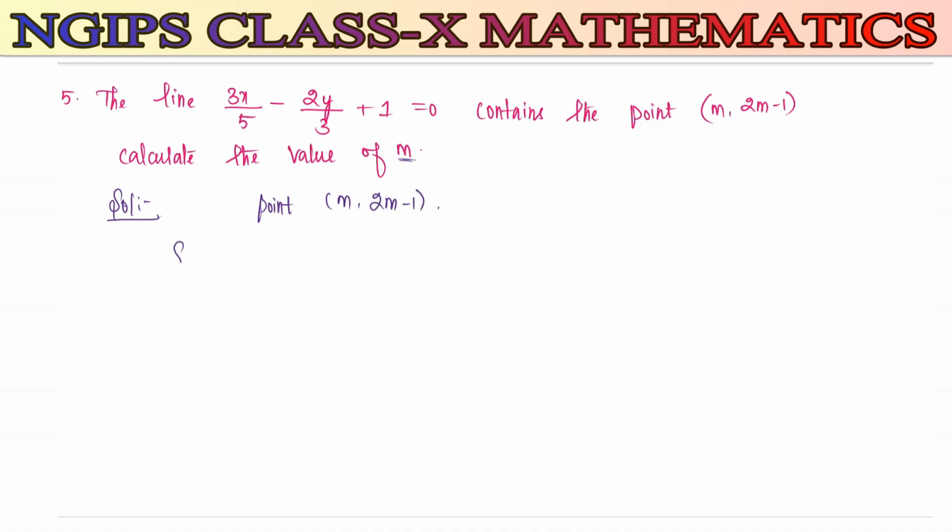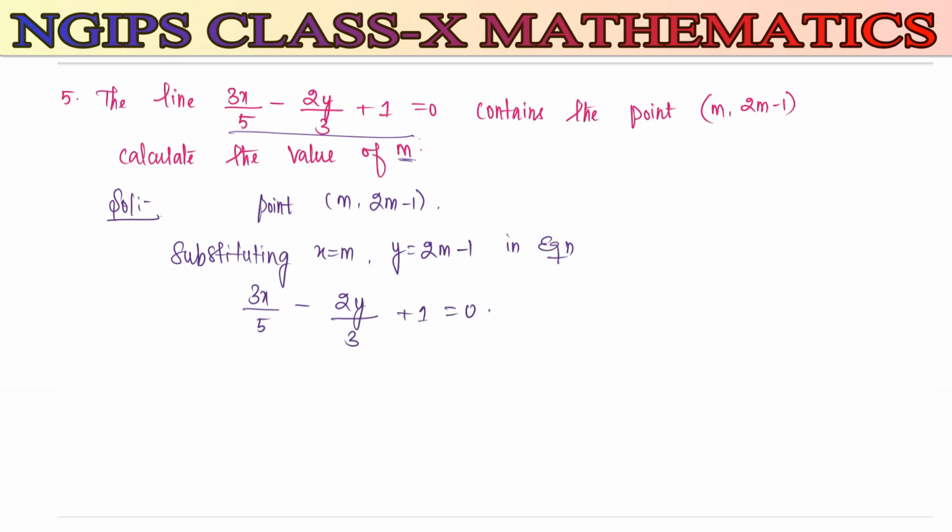So you can substitute here. Substituting x is equal to m, y is equal to 2m minus 1 in the equation. The given equation is 3x/5 minus 2y/3 plus 1 is equal to 0. Now I need to substitute the values of x and y: 3 into x value, it is m, 3m/5 minus 2 into y value, it is (2m minus 1)/3 plus 1 is equal to 0. If there is no denominator, you can consider it as 1.